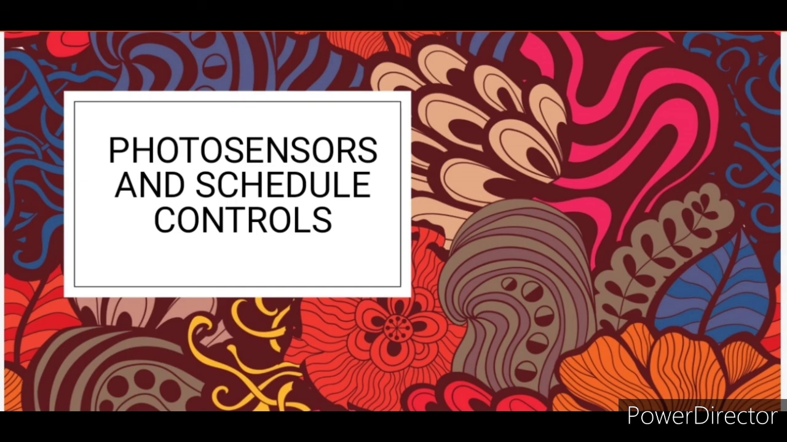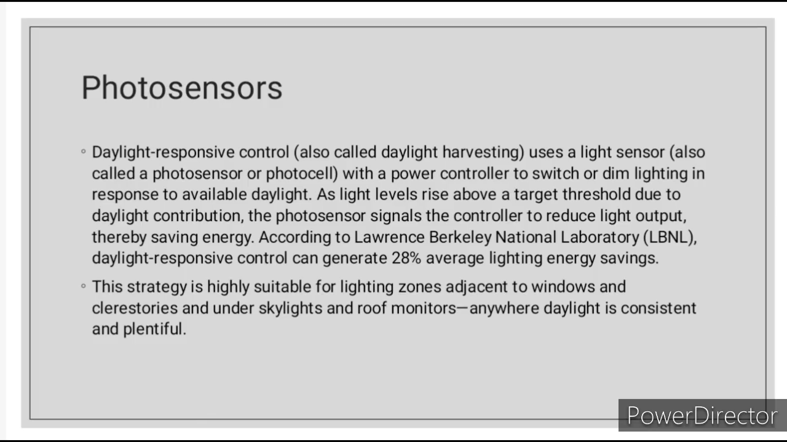Photosensors and schedule controls. Photosensor daylight responsive control, also called daylight harvesting, uses a light sensor, also called a photosensor or photocell, with a power controller to switch or dim lighting in response to available daylight. As light levels rise above a target threshold due to daylight contribution, the photosensor signals the control to reduce light output, thereby saving energy.